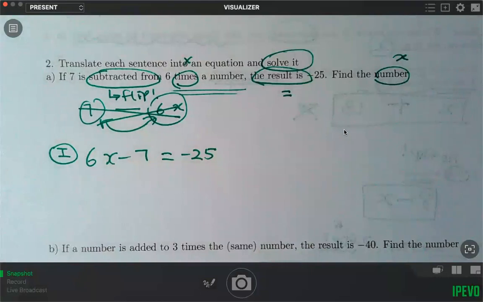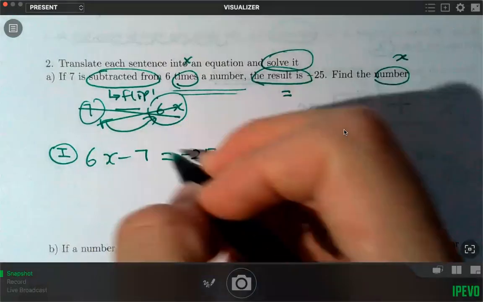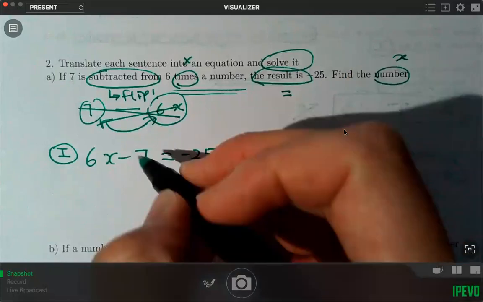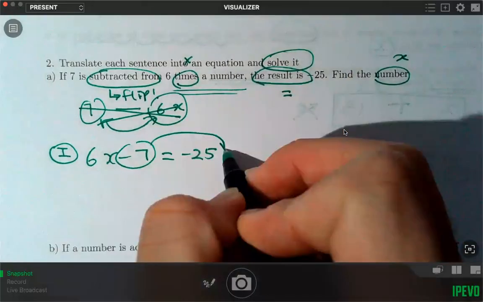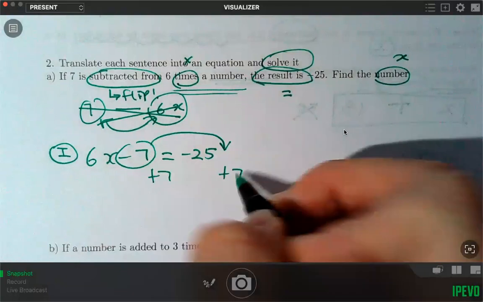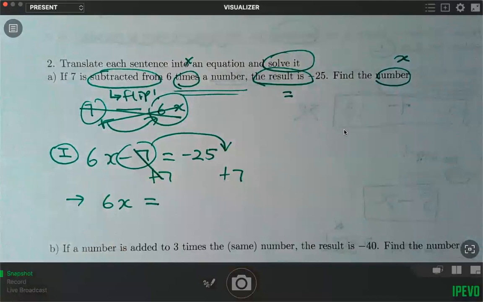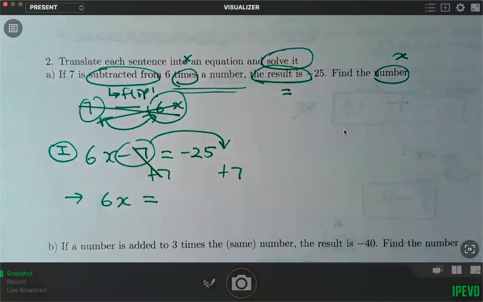Okay, so you have to remember, move all the numbers to one side and all the variables to the other side. Remember that? So move this minus 7 to here by adding 7. So you get 6x is equal to negative 32, right? Negative 32. Yes? Negative 18, okay, it's not negative 32, be careful.